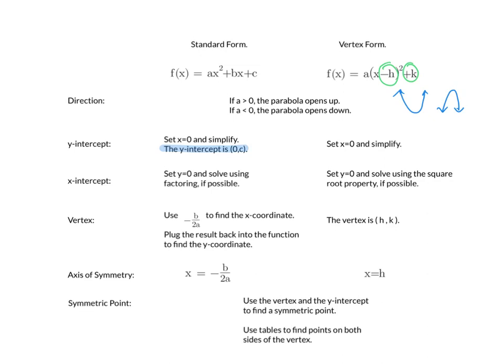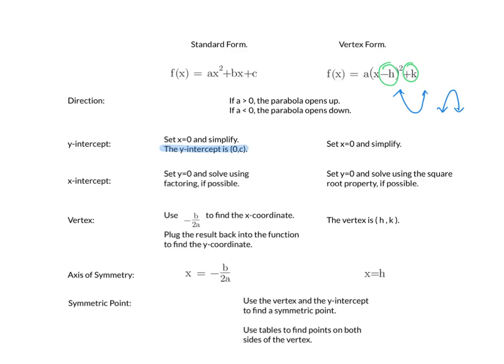We also have an axis of symmetry. In the last presentation, we saw that the axis of symmetry was x equals the x-coordinate of the vertex, or negative b over 2a. In vertex form, same thing, it's going to be x equals the x-coordinate of the vertex. In this case, it will be h. We still want to use this idea of symmetry to make sure that we have enough points in order to graph. So we're going to use the vertex and the y-intercept to find a symmetric point.